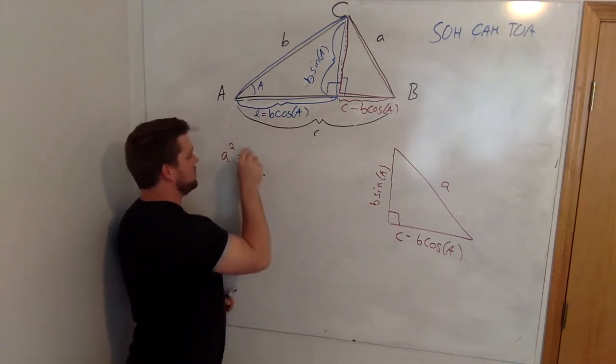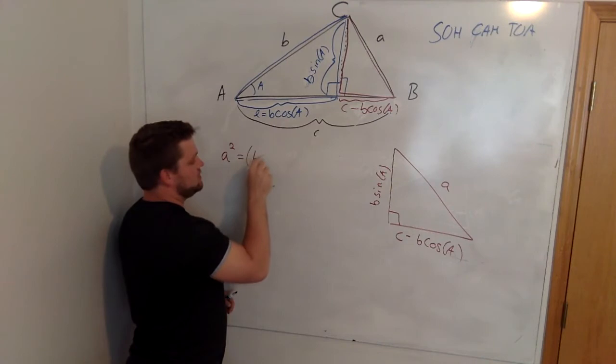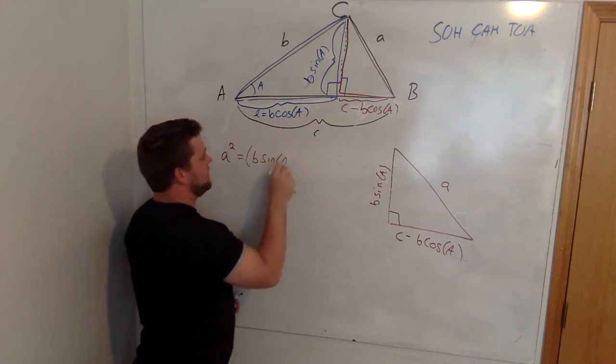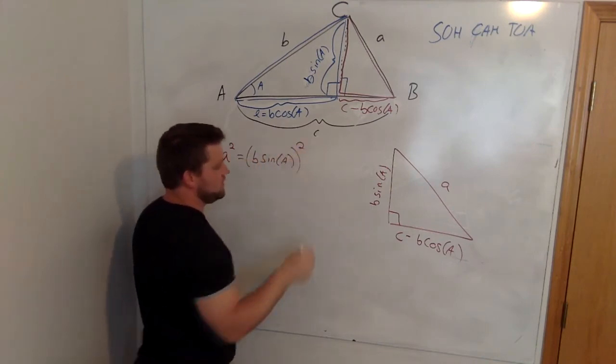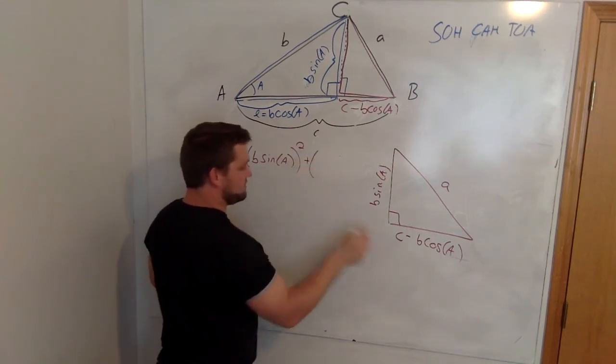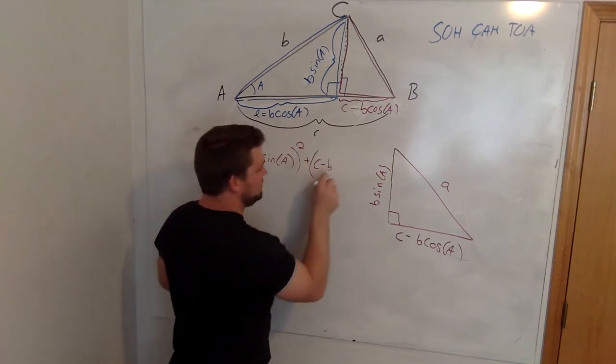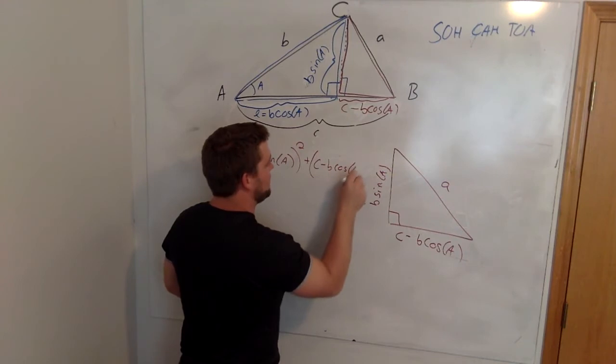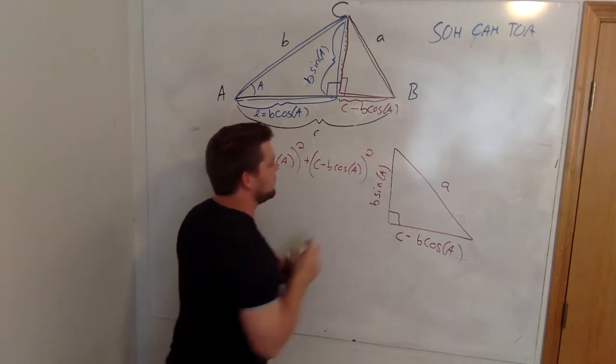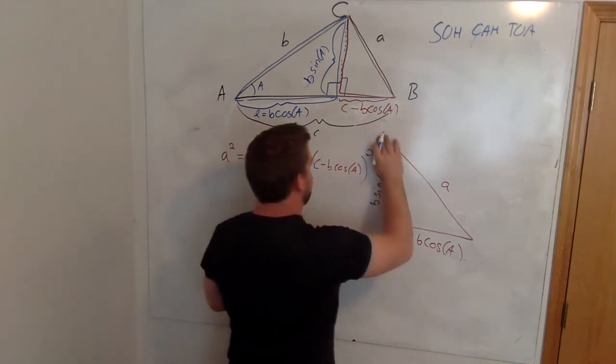Let's do this one. So let's write b times the sine of A. I'm going to take this quantity and square it. And then I have to add, in parentheses, c minus b times the cosine of angle A, that quantity squared. So again, I'm just doing the Pythagorean theorem.